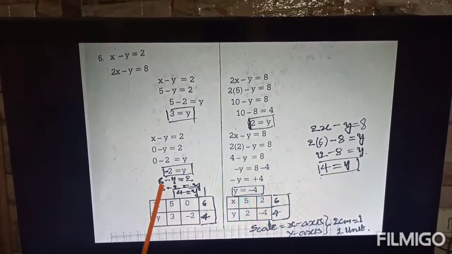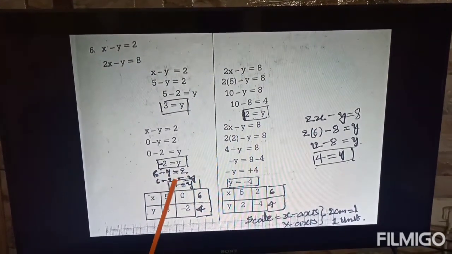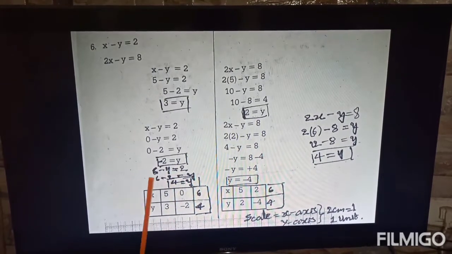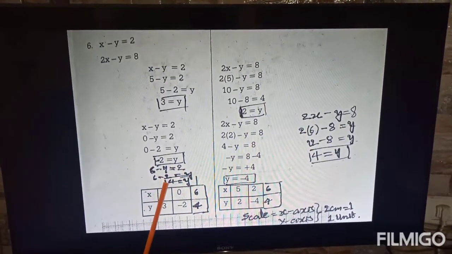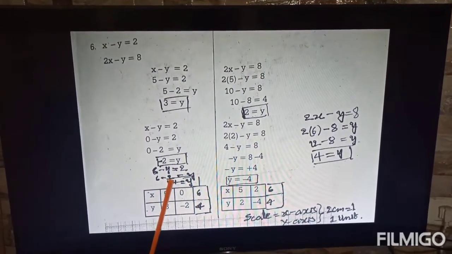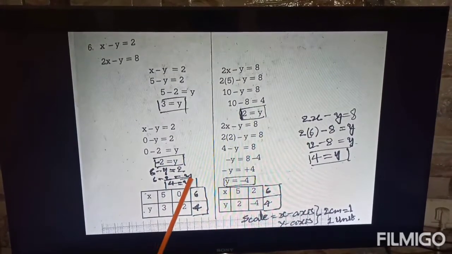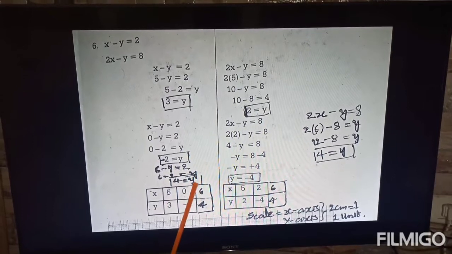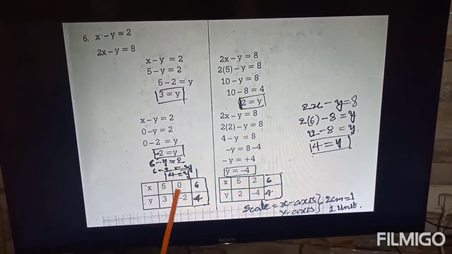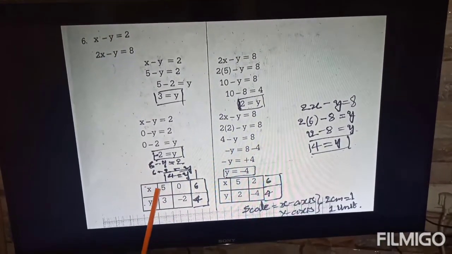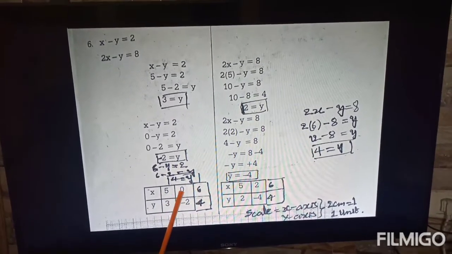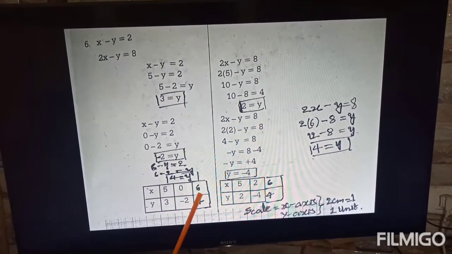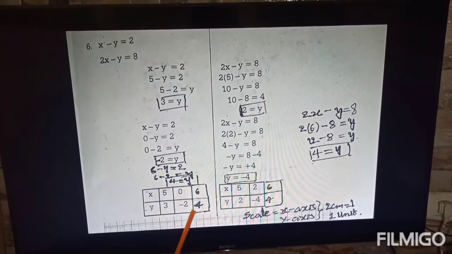Replace x by 6. 6 minus y is equal to 2, and take 2 to the left side. 6 minus 2 is minus y; take it to the right side, it becomes positive, and 6 minus 2 will be 4. y is equal to 4. Now we got the 3 points: 5, 3; 0, minus 2; and 6, 4.